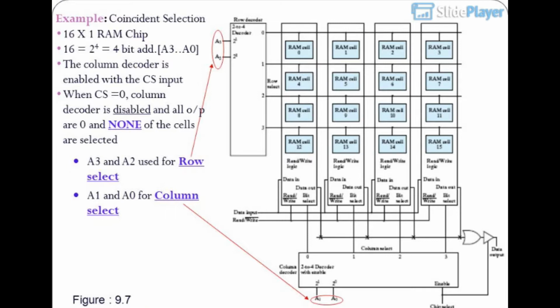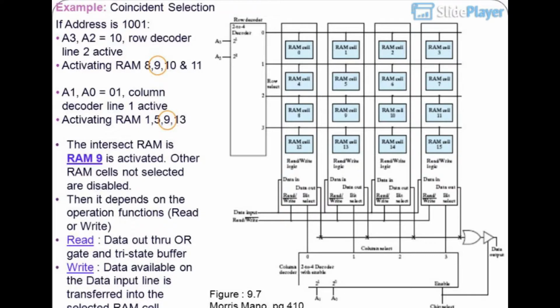16 = 2^4, a 4-bit address, A3 to A0. The column decoder is enabled with the CS input. When CS equals 0, the column decoder is disabled and all outputs are 0, so none of the cells are selected. A3 and A2 are used for row select. A1 and A0 are used for column select. Figure 9.7, Morris-Mano, page 410.